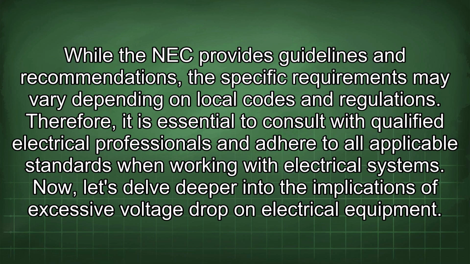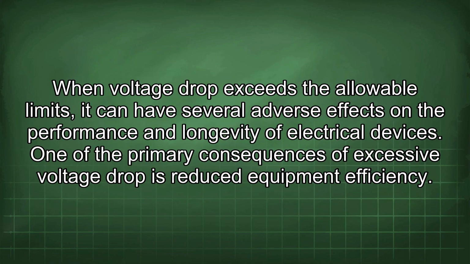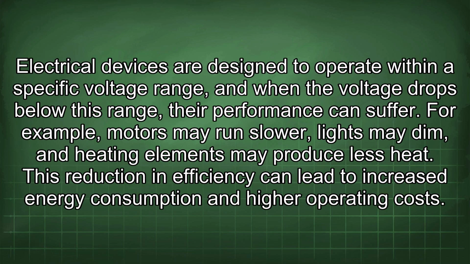Now let's delve deeper into the implications of excessive voltage drop on electrical equipment. When voltage drop exceeds the allowable limits, it can have several adverse effects on the performance and longevity of electrical devices. One of the primary consequences of excessive voltage drop is reduced equipment efficiency. Electrical devices are designed to operate within a specific voltage range, and when the voltage drops below this range, their performance can suffer. For example, motors may run slower, lights may dim, and heating elements may produce less heat. This reduction in efficiency can lead to increased energy consumption and higher operating costs.